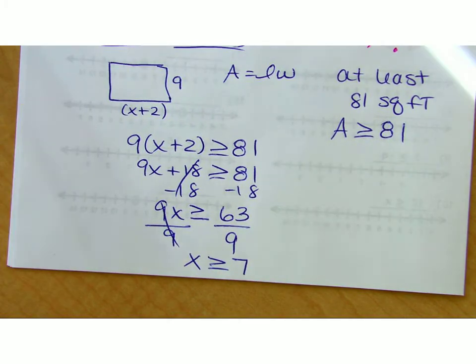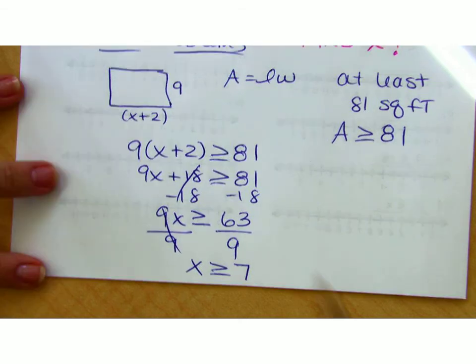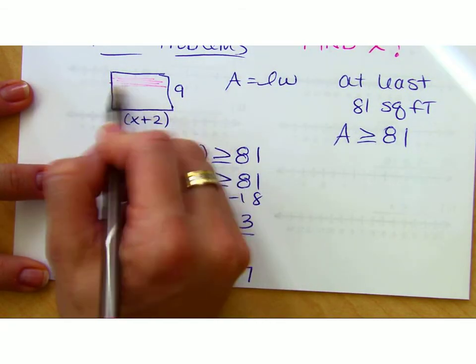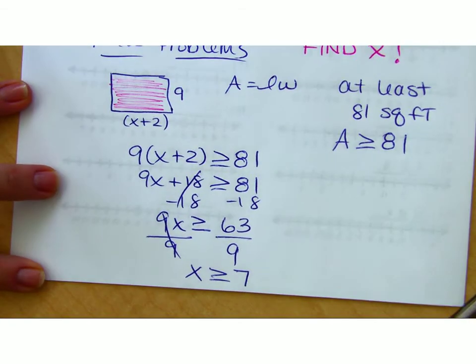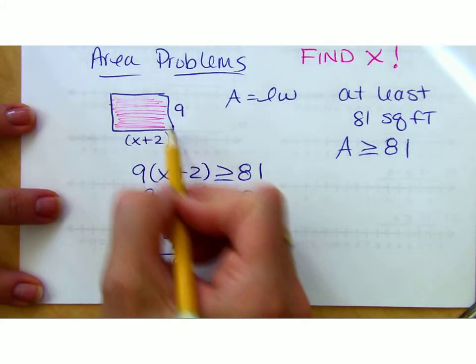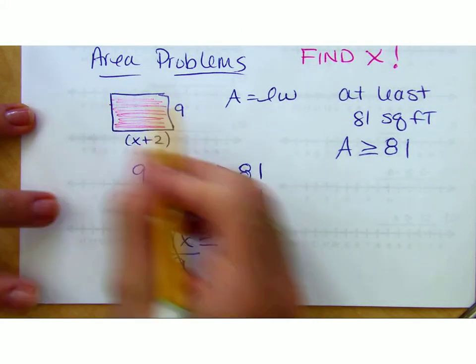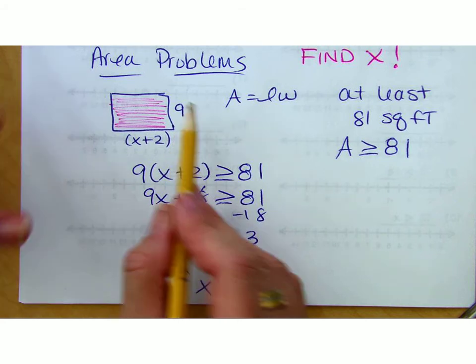So remember, we are talking about the actual area of dirt, not the distance around it. That's perimeter. I may want to put a fence up later, but that's not this section. So don't find the perimeter for these problems, okay?